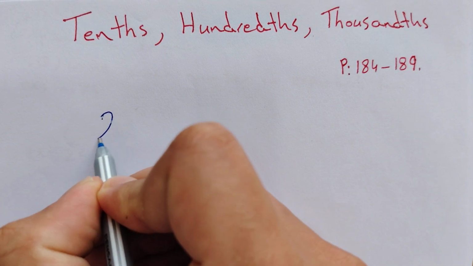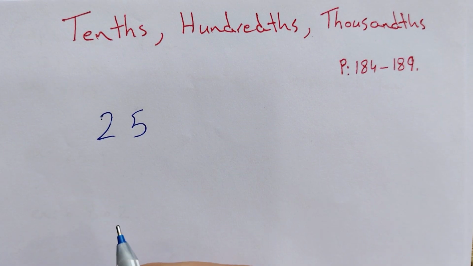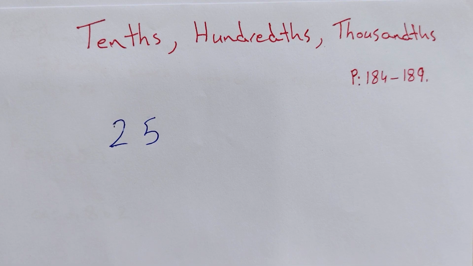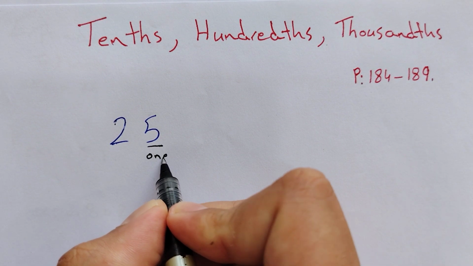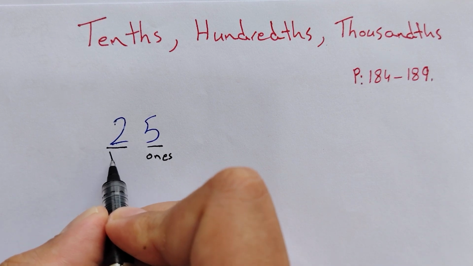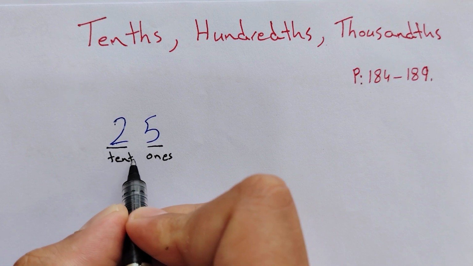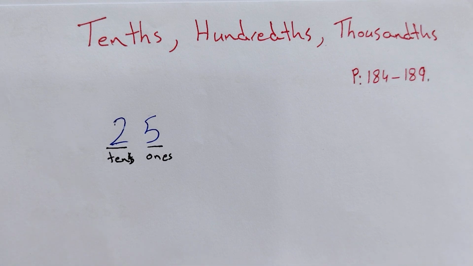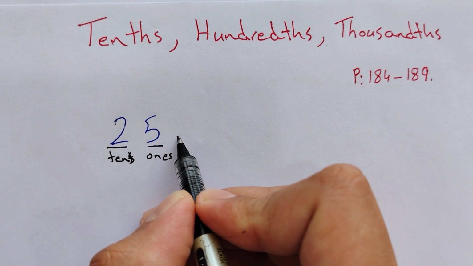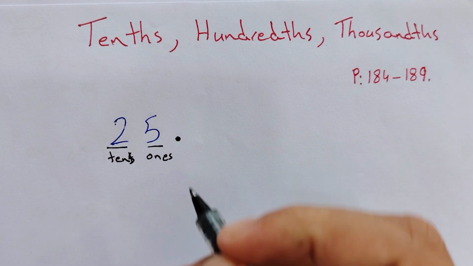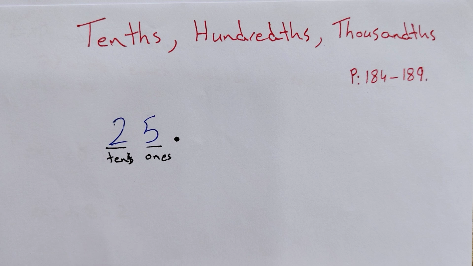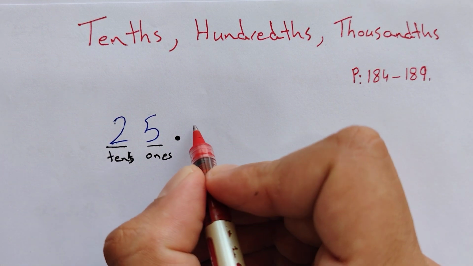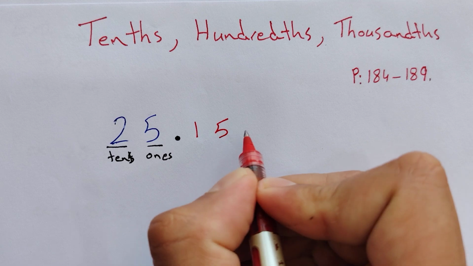For example, if I have 25, we know that the first digit in whole numbers, the place value is ones. The second digit is tens. Okay, then we have another thing on the other side. When we have a decimal point and we have numbers on the other side, for example, let's say we have 158.